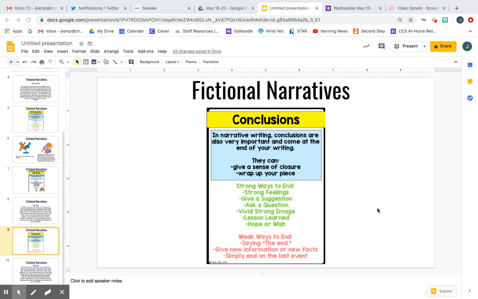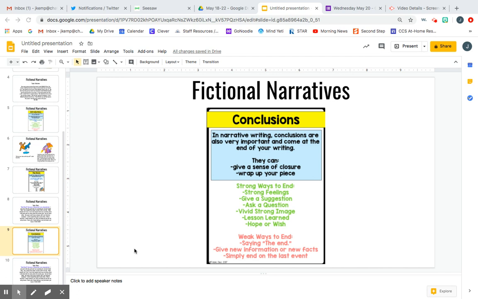Another one is a lesson learned. Not every story has a lesson that was learned, but sometimes they do, and that could be a good way to end your narrative if you had a lesson in it. And then the last one is a hope or a wish. So one of your characters hoping or wishing for something.